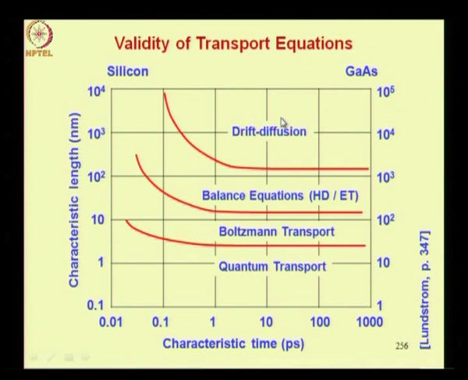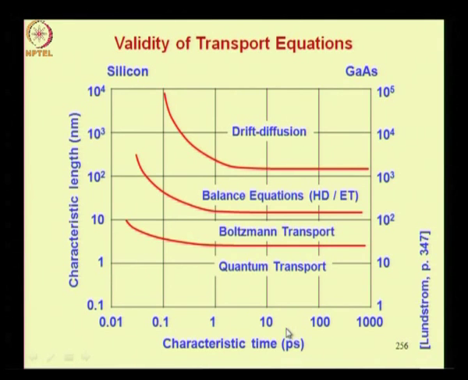That is what is shown here. Now, let us consider some examples to understand this figure. What you find on the y axis is the characteristic length. This can be regarded as, for example, the length of the device. On the left hand side, you have the length corresponding to silicon, and on the right hand side you have the length corresponding to gallium arsenide. The x axis is the characteristic time.